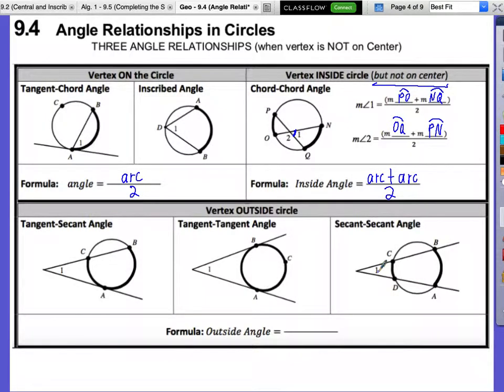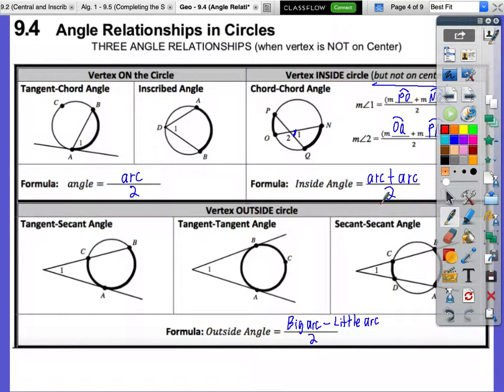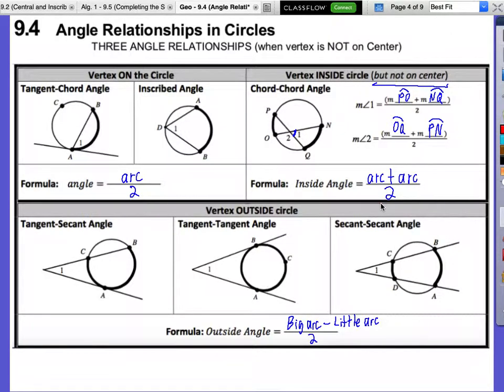For all of these, what we'll do is it'll be the big arc. The big arc, there will always be a big arc, minus the little arc, divided by 2. The big arc minus the little arc divided by 2. Now there's a fun way I like to remember this one.